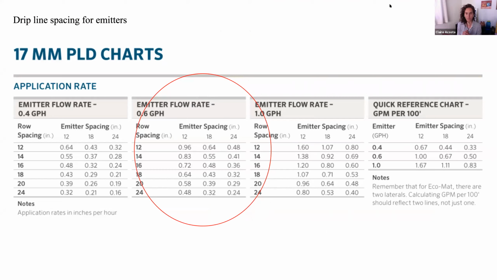So this is a manufacturer, kind of like a spec sheet for an emitter, the emitters for a drip line. And this is for more like an inline one. So like I said, those like, the tubing.